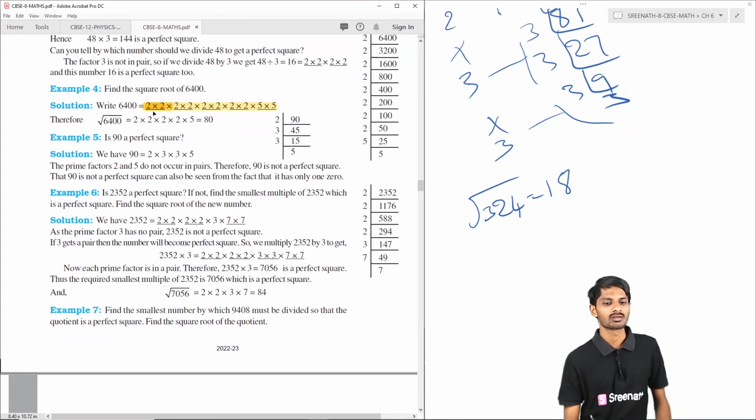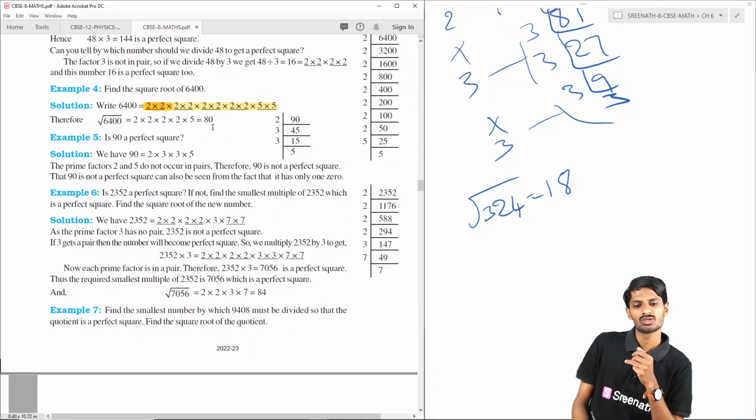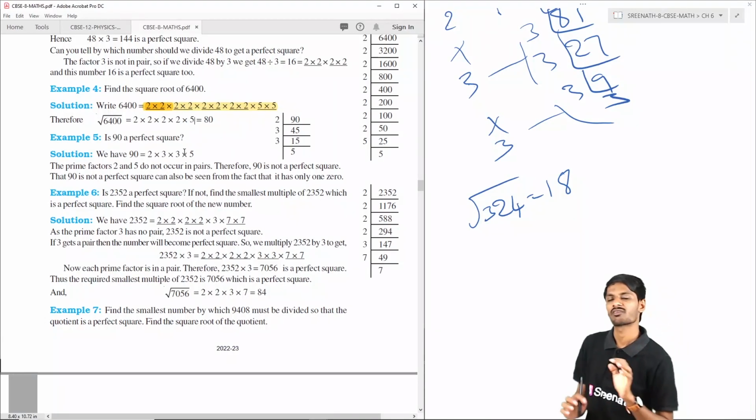These two things we have to take one, 1 2. For these two, 1 2. For these 5 2, 5 1, 5. Like that you have to pick one out of the two and multiply the remaining things. You will get 80. Now the question is, is 90 a perfect square?